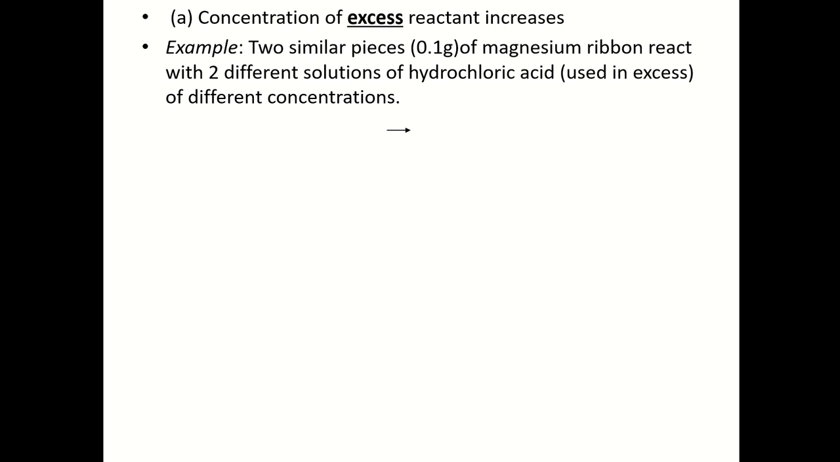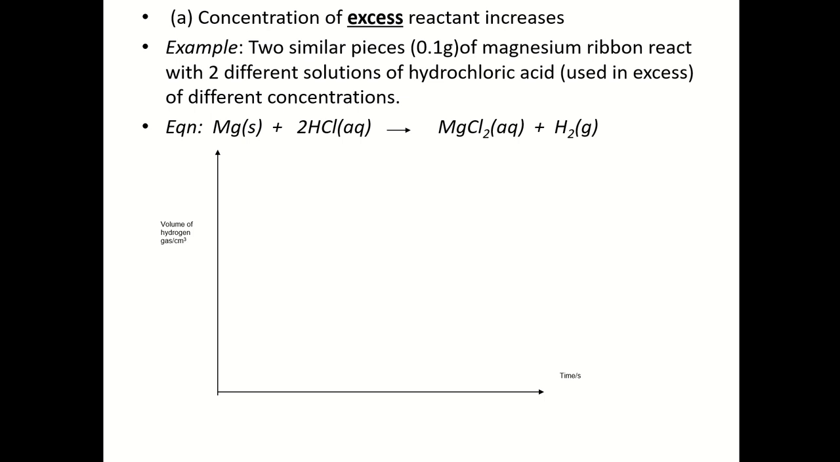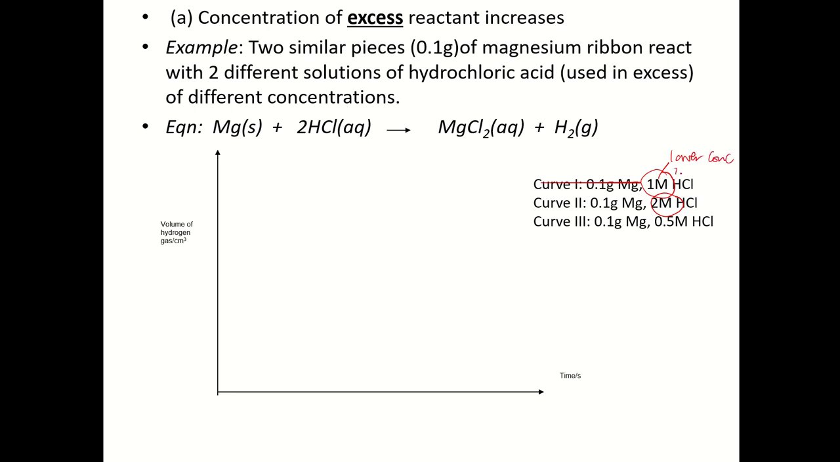Okay, so let's look at an example. If you have this reaction where magnesium reacts with acid to produce hydrogen gas, you can track the speed of reaction by measuring the volume of hydrogen gas produced per unit time. So let's say you do 2 experiments. Just focus on curve 1 and curve 2. For the first reaction, you are using 1 mole per dm cube HCl. For the second reaction, you are using 2 mole per dm cube HCl. So obviously, this one is of a lower concentration, which means you will have a slower reaction.